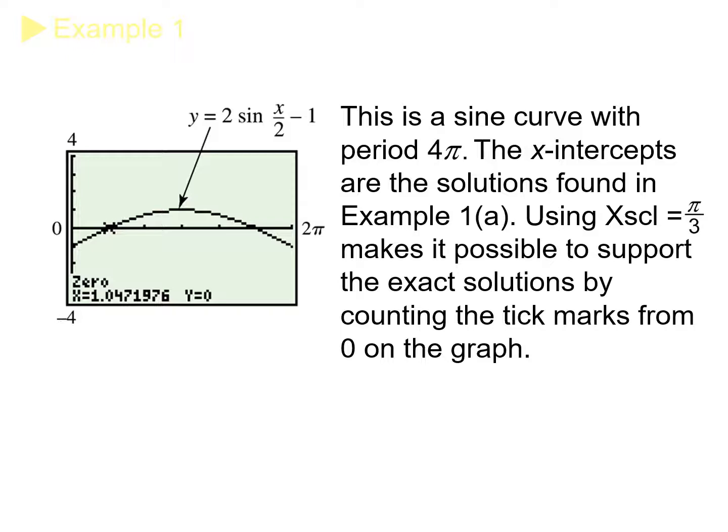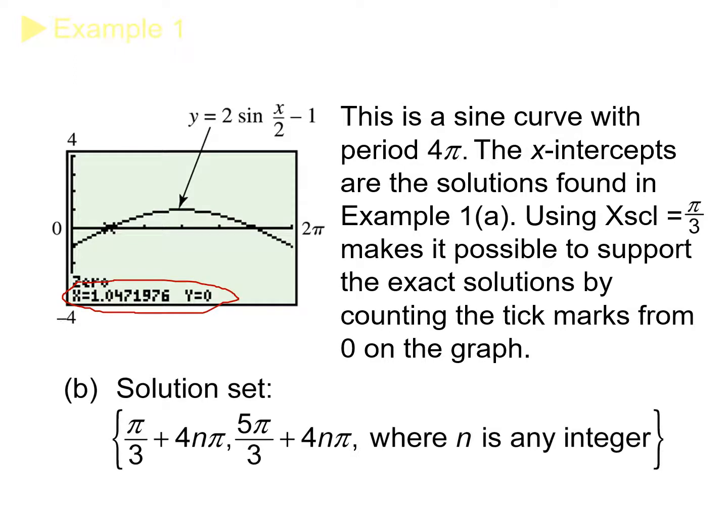This is a sine curve that has a period of 4 pi. The x-intercepts were found in our first problem. You can find exact values on your calculator, depending on which calculator you have. You can actually do an intersection, or you can see it will give you your zeros right down here. So the solution set is pi over 3 plus 4n pi, because it has a period of 4 pi, or 5 pi over 3 plus 4n pi, where n is any integer.